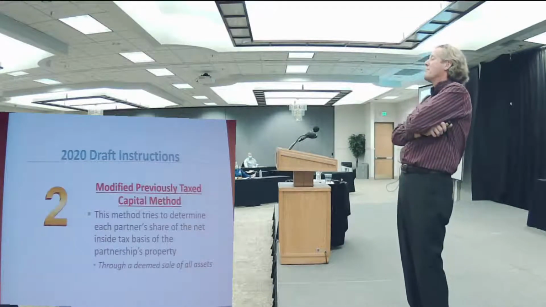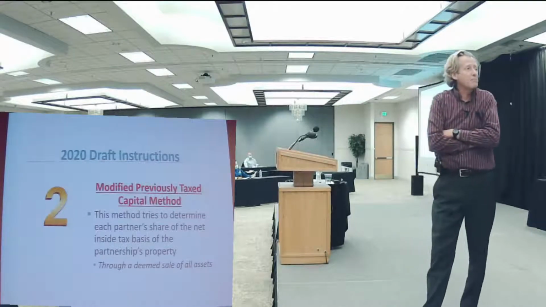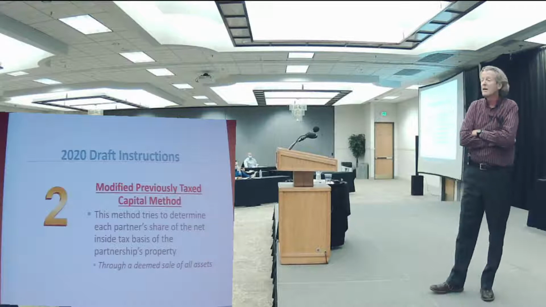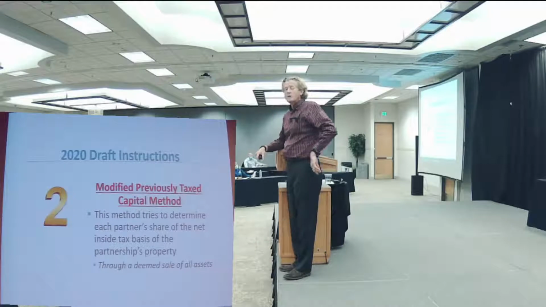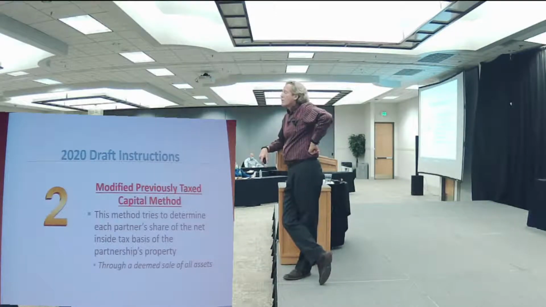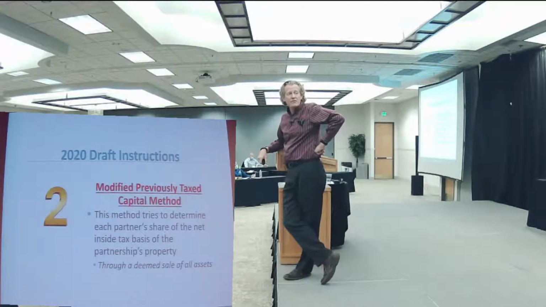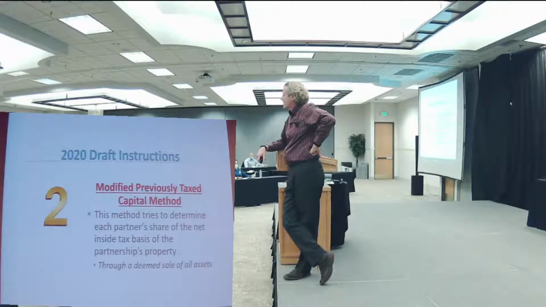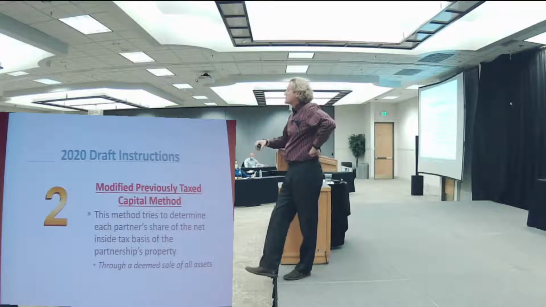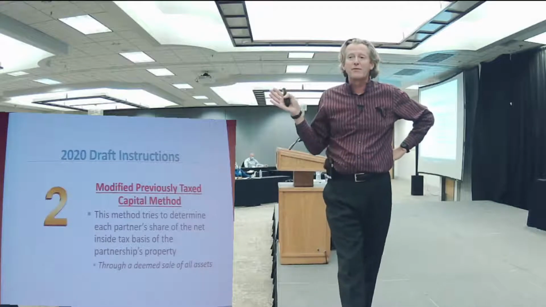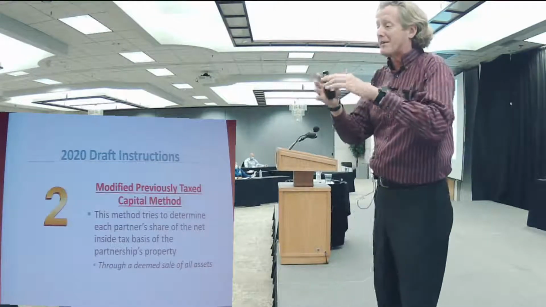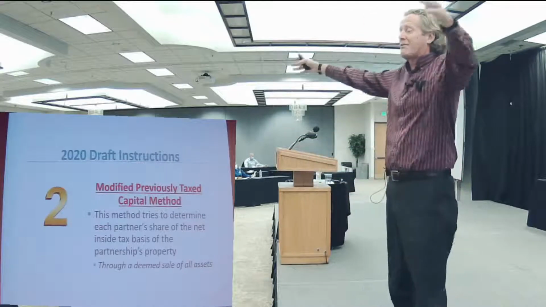So we're looking at method number 2, the modified previously taxed capital method. Now this one is interesting, and this one might be doable. We try to determine each partner's share of the inside tax basis of the partnership property, the partnership assets. And then we adjust things based on a deemed sale of all of the assets for their fair market value, pay off the liabilities, allocate the gain, and see what we got.